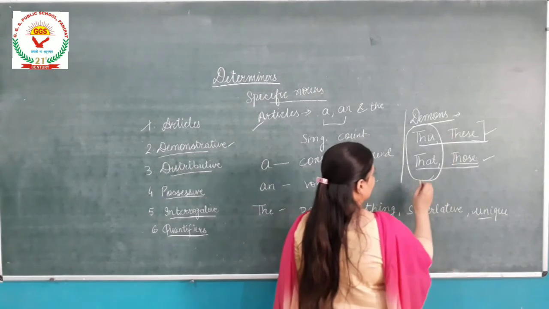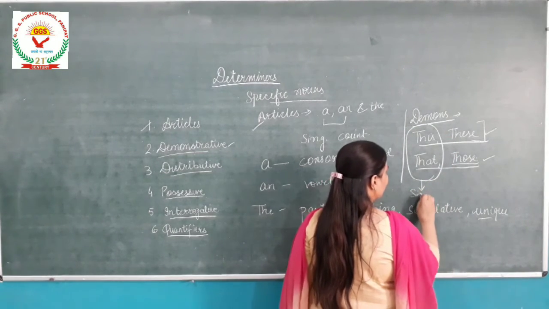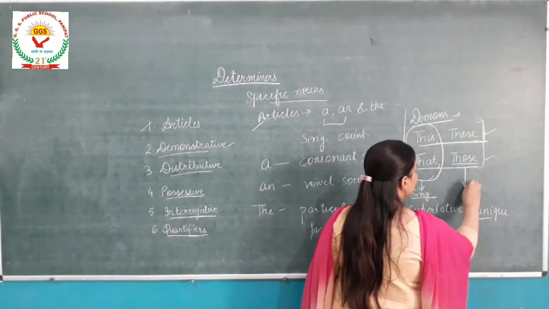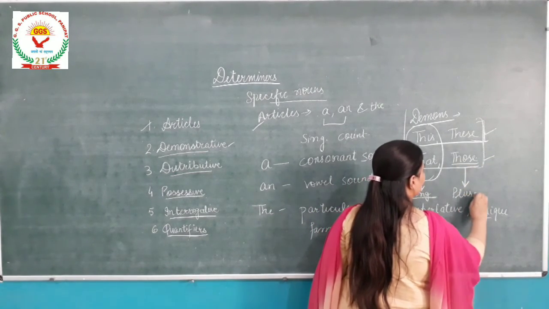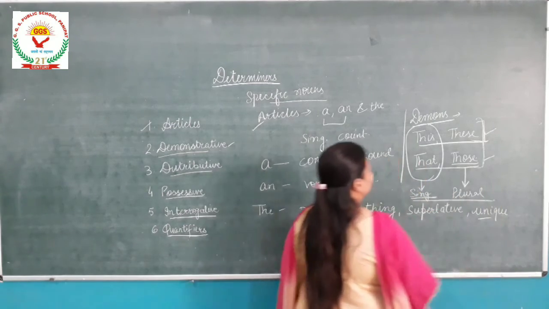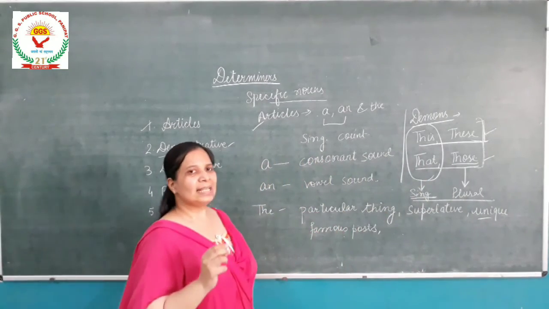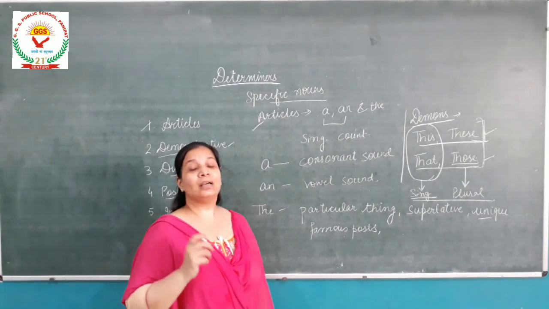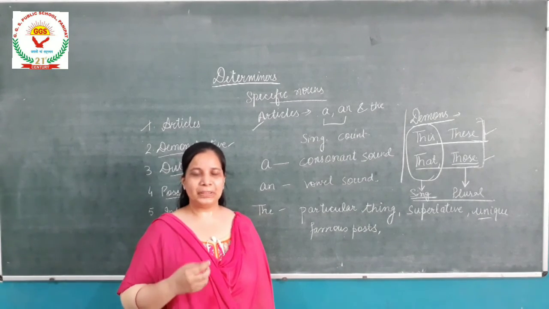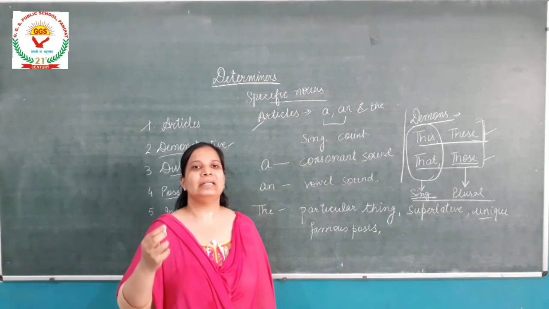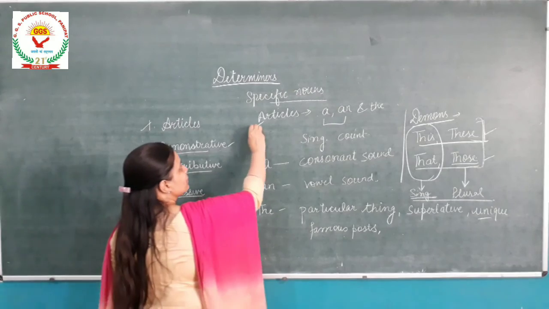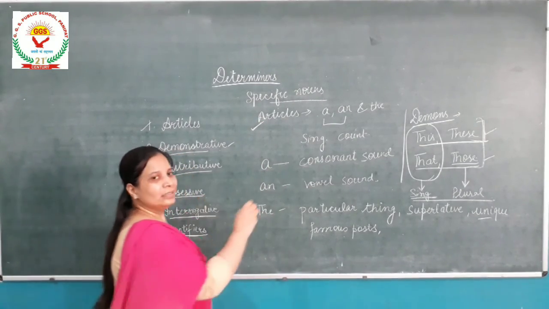Now this and that are used with singular, and these and those with plural. One more thing, this and that we use with uncountable nouns. For example, this water is contaminated. So students, today we have discussed articles and demonstratives.